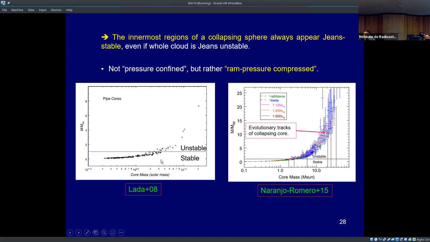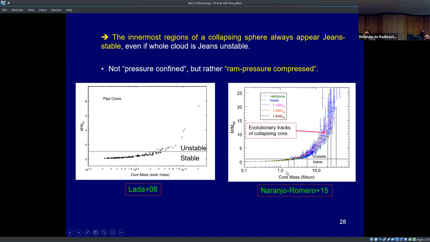And this can explain, for example, the observations from Kirk, Di Francesco and their co-workers in 2008, where they were looking at cores in the Pipe Nebula, in this diagram of the mass divided by the Bonnor-Ebert mass, which is similar to the Jeans mass, versus the core mass. In this diagram, the value of unity separates the unstable cores from the stable cores. And what they found is that the entire sequence of cores seems to form just a single family.